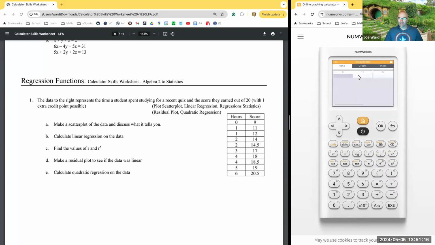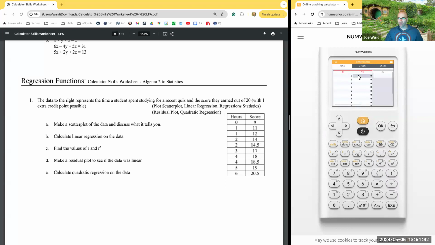Okay, so the first thing, if we go into regression analysis, gives us this place to enter data. So we want to put the data in. So that's what I'm going to put in: 0, 1, 1, 2, 2, 3, 4, 4, 5, and 6. And what this represents is the number of hours that a student studied for a recent quiz. A quiz that's out of 20 where you can get up to 1 point extra credit. So you can go to 21 out of 20.